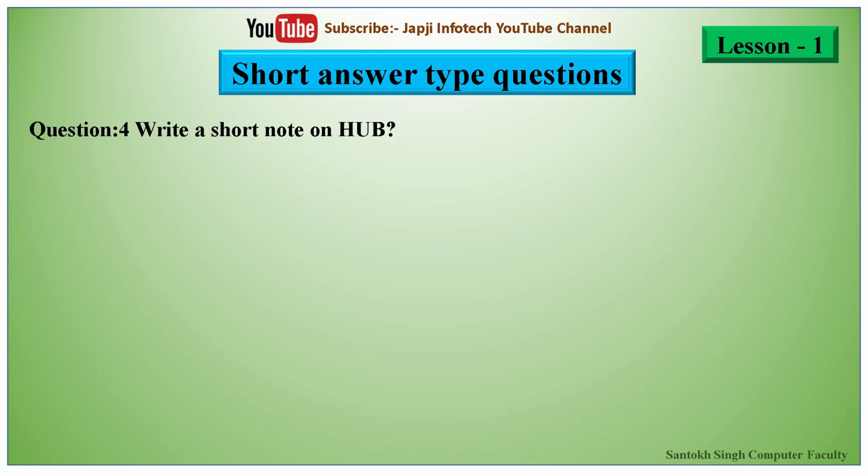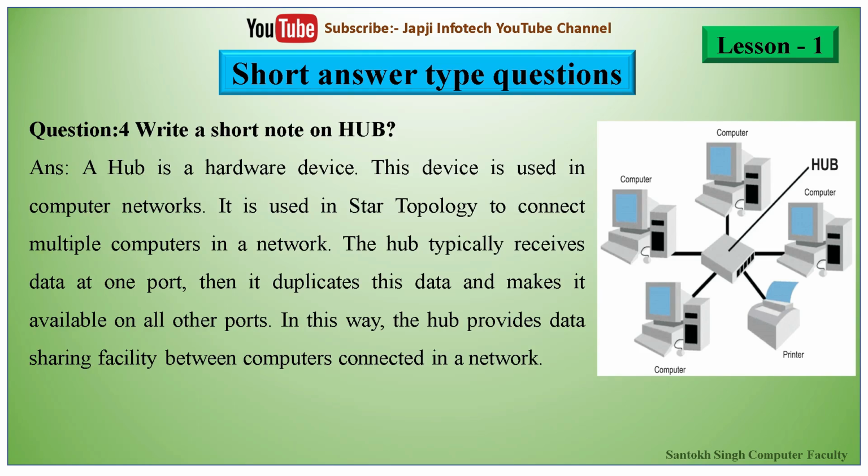The fourth question is: write a short note on hub. A hub is a hardware device. This device is used in computer networks. It is used in star topology to connect multiple computers in a network. The hub typically receives data at one port, then it duplicates this data and makes it available on all other ports. In this way, the hub provides a data sharing facility between computers connected in a network.